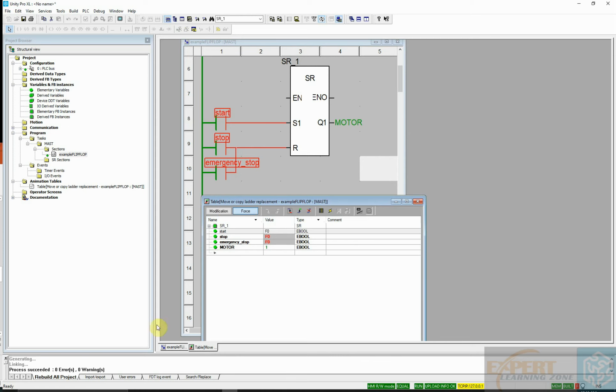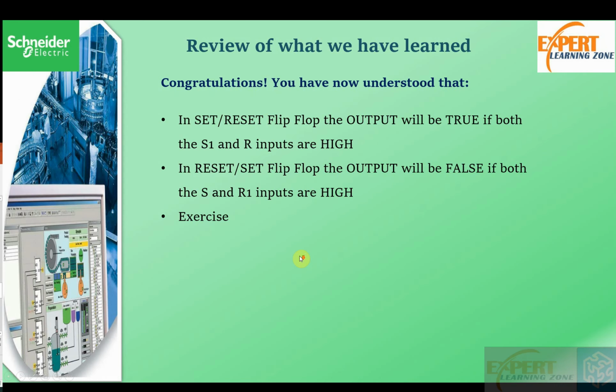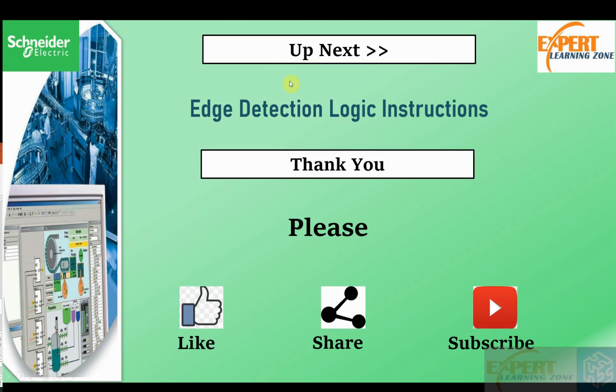All right, so let's go back to our presentation. Okay, so now let's review what we have learned. So congratulations, you have now understood that in the set reset flip-flop, the output will be true if both S and R inputs are high, and in the reset set flip-flop, the output will be false if both S and R inputs are high. So this is a reset dominant, and this is a set dominant flip-flop. Okay, in the next section, we are going to look at edge detection logic instructions.